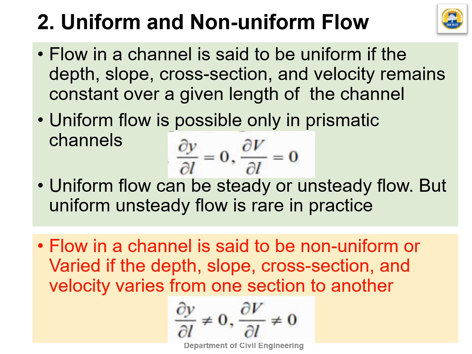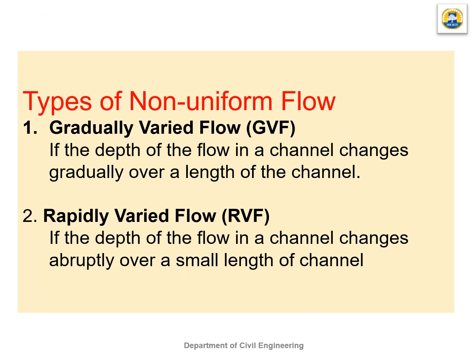Flow in a channel is said to be non-uniform or varied if the depth, slope, cross-section and velocity vary from one section to another section. For non-uniform flow, we have two variations: gradually varied flow, and if there is a very rapid variation, then we call it rapidly varied flow.